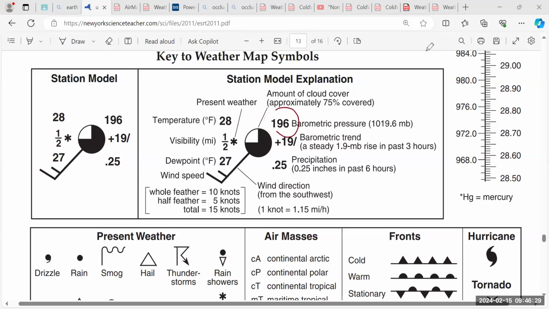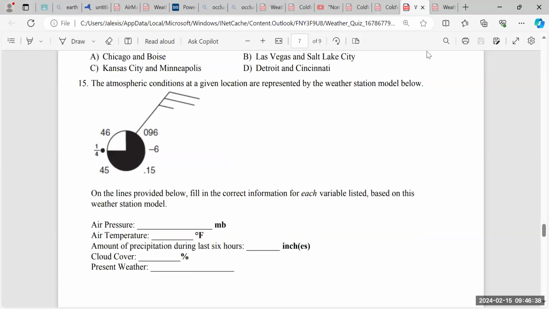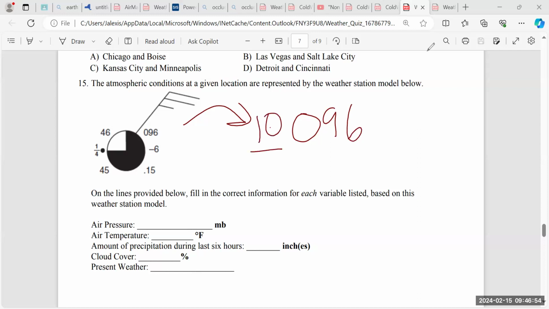Now keep in mind that there is a rule to take it out of the weather station model. All right, so let's take a look. Air pressure is 096. And so therefore, when I take it out of the weather station model, it is less than 500. So what do I do? I add a 10 in front and a decimal between the last two numbers. And so that's why it's 1009.6.